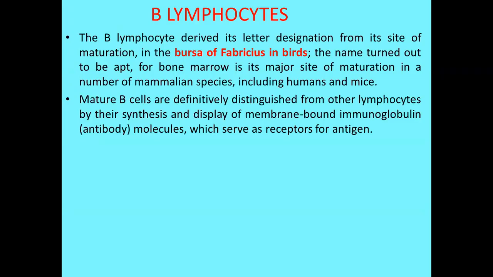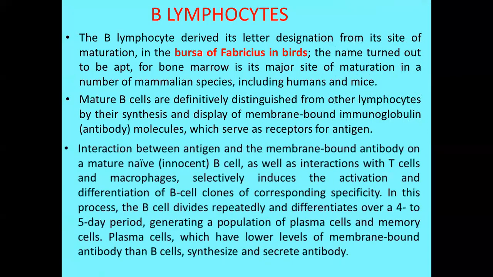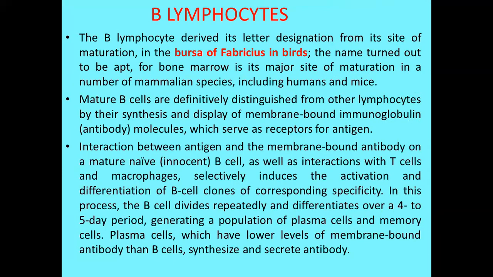Mature B cells are definitively distinguished from other lymphocytes by their synthesis and display of membrane-bound immunoglobulin antibody molecules, which serve as receptors for the antigen. The interaction between antigen and the membrane-bound antibody on the mature B cells, as well as the interaction with T cells and macrophages, selectively induces the activation and differentiation of B cell clones of the corresponding specificity. In the next slide, I'll explain in detail how B cells produce memory cells for protection, and how T cells act.